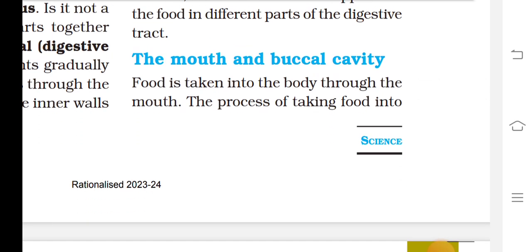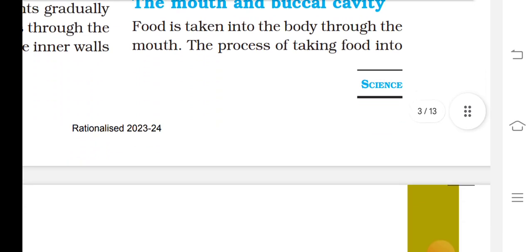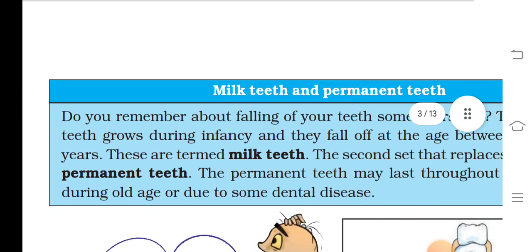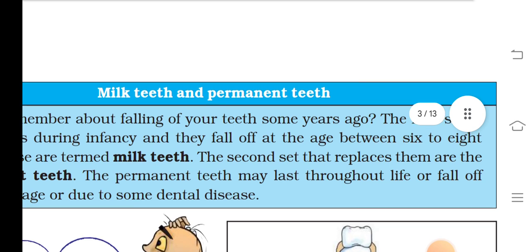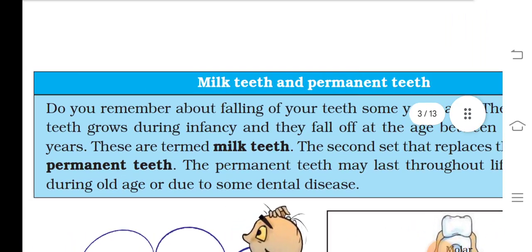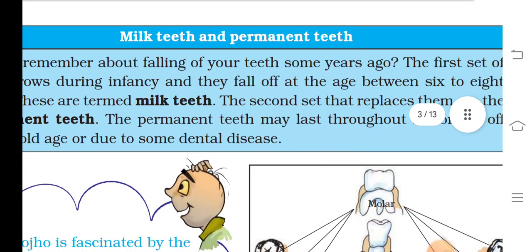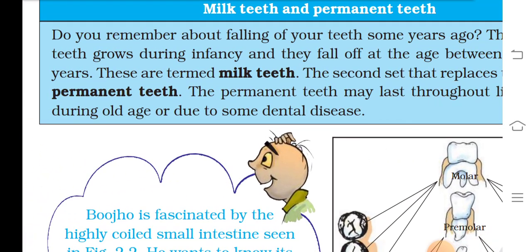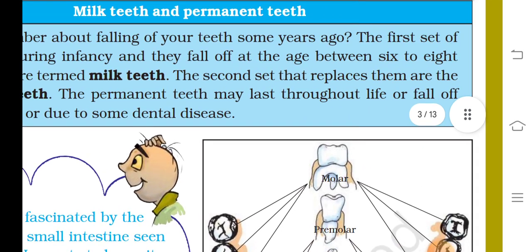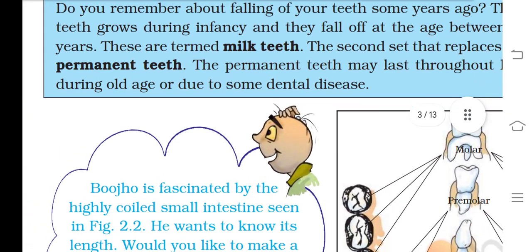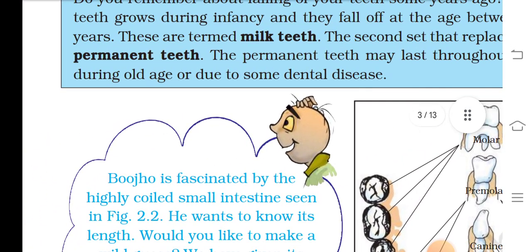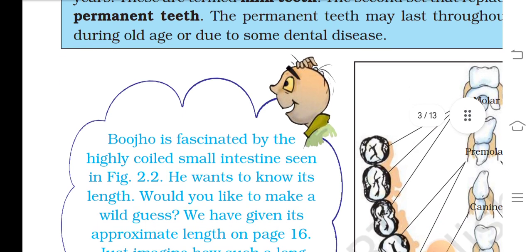Now let us know what happens to the food in different parts of the digestive tract. The mouth and buccal cavity. Food is taken into the body through the mouth. The process of taking food into the body is called ingestion. Milk teeth and permanent teeth. Do you remember the falling of your teeth? The first set of teeth grows during infancy and they fall off at the age between 6 to 8 years. These are termed milk teeth. The second set that replaces them are the permanent teeth. The permanent teeth may last throughout life or fall off during old age due to some dental diseases.